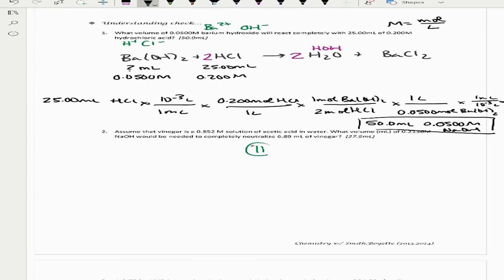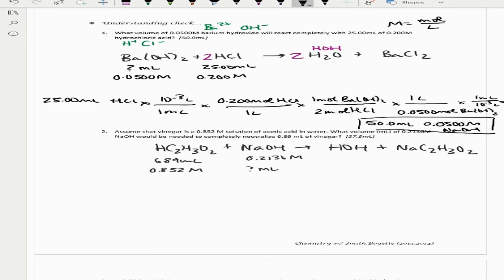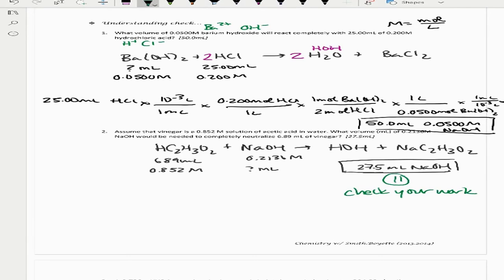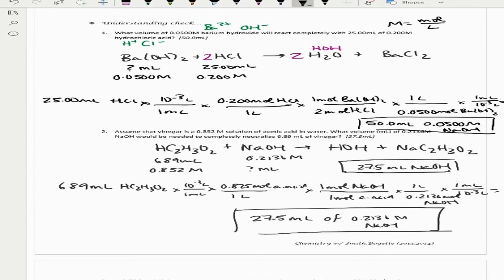We'll take this moment to pause. I want you to try out the second problem and then press play when you're ready to compare. All right, now that I have the setup, I'm going to show you that the answer is 27.5 milliliters of NaOH. If you did not get this answer, take another moment to pause, check your work, see if you can get that answer. And then if not, I'll show you the work in a minute. All right, there you have it.